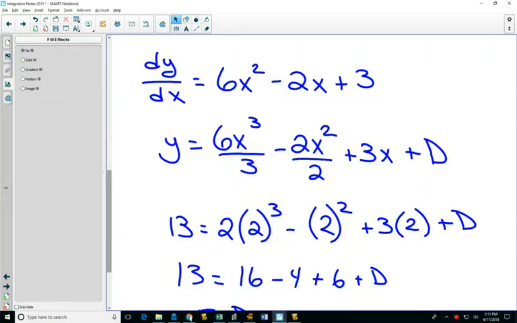Now you can plug in (2, 13). So you can see the difficulties you might have is just plugging in the wrong values at the wrong place. And the hard part is seeing that you can plug in x equals 2 for when the slope is 23.